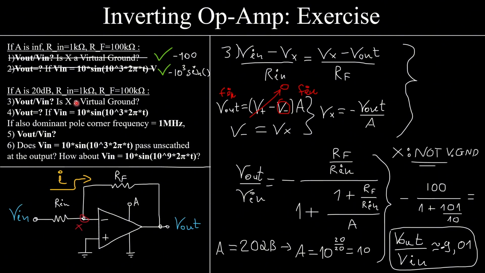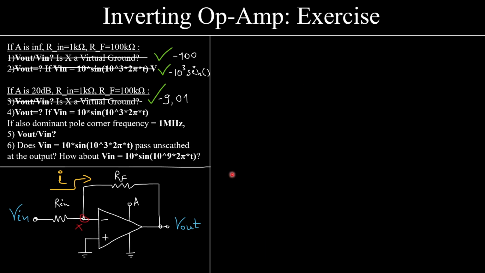Is X a virtual ground? No, X is not a virtual ground because the voltage here is not 0. It has a finite value of Vout over A, with a minus in front. So we must be careful. These are some trivial questions that maybe you will be asked in a quiz manner, or an exercise. So this is done, and let's go to the next one.